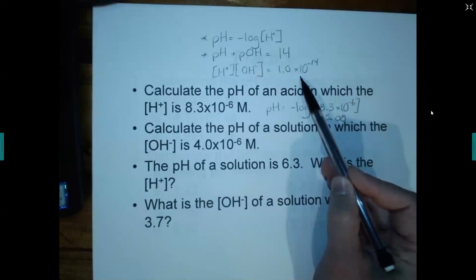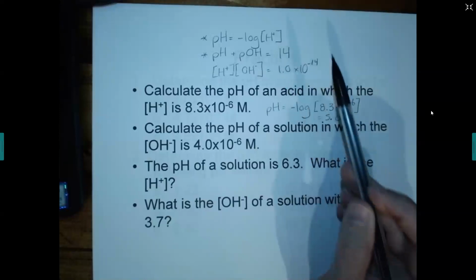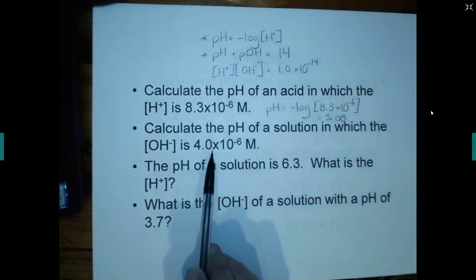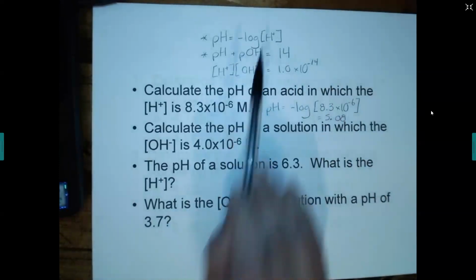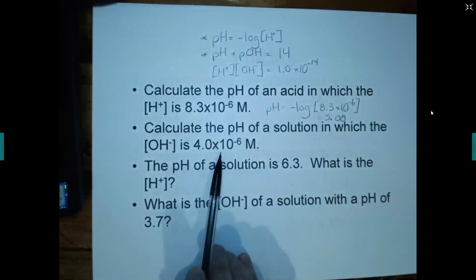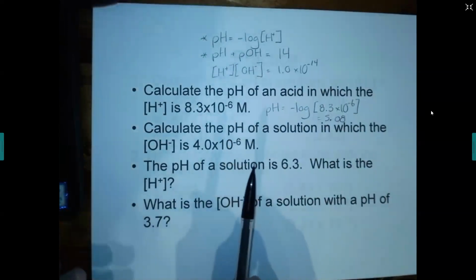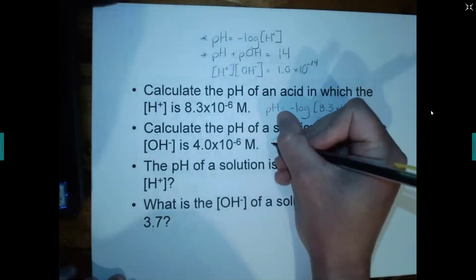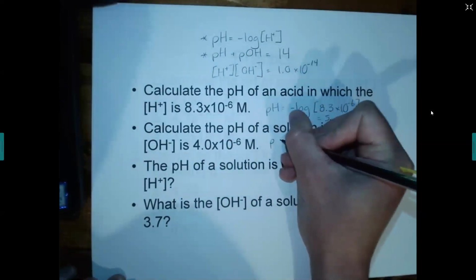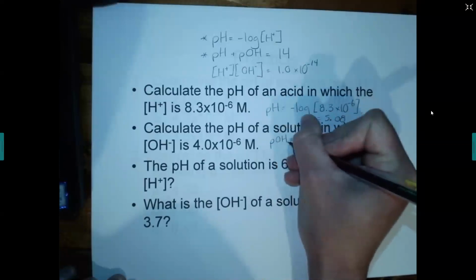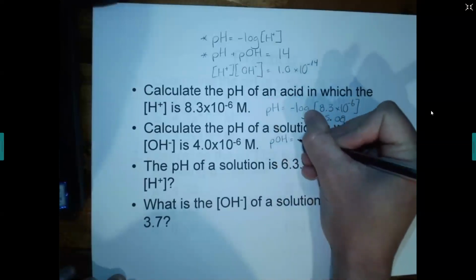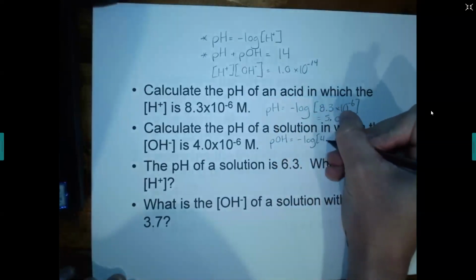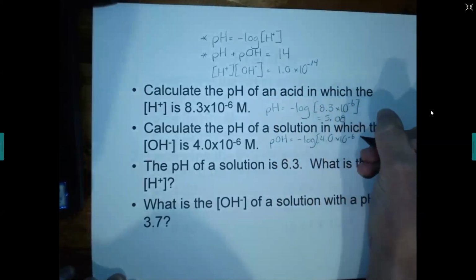At that point, you just subtract it from 14. Or you can plug in this number, do negative log of this number, and just keep in mind that you'll be getting the pOH of that number, and then you need to subtract that from 14. Either one works. I'm going to show you both. So we'll start here. The pOH is equal to the negative log of 4.0 times 10 to the negative 6.